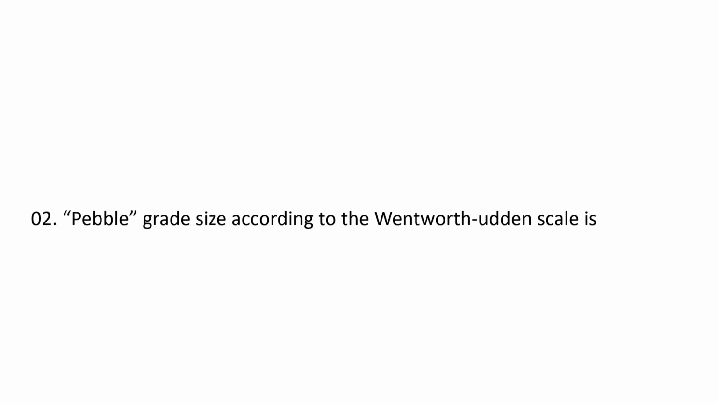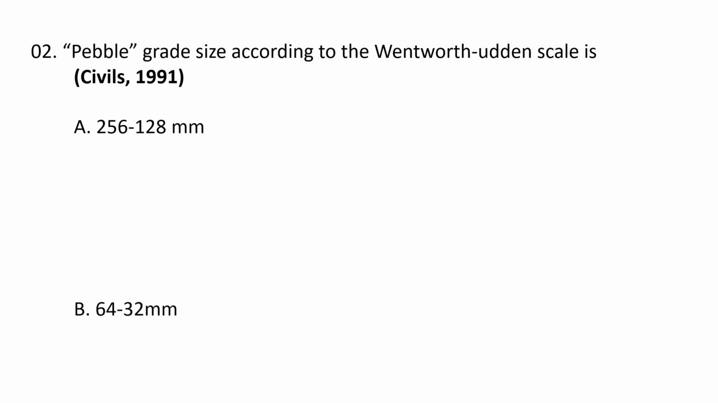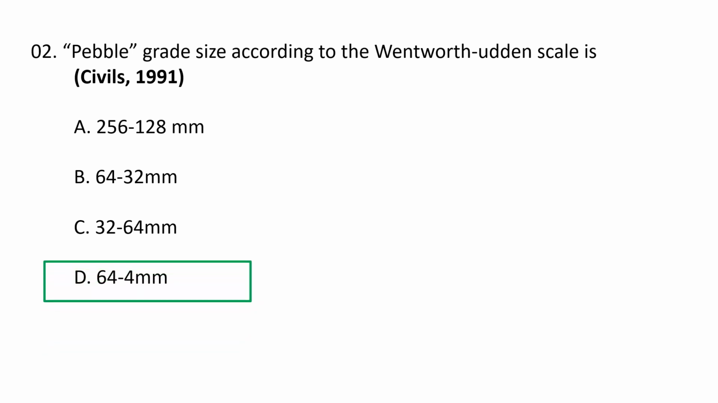Next question. Pebble grade size according to the Wentworth-Udden scale is: A. 256 to 128 millimeters, B. 64 to 32 millimeters, C. 32 to 64 millimeters, and D. 64 to 4 millimeters. So the pebble grade size according to the Wentworth-Udden scale is 64 to 4 millimeters. This was the question asked in the Civil Services exam preliminary 1991.